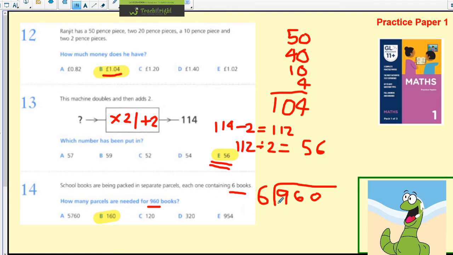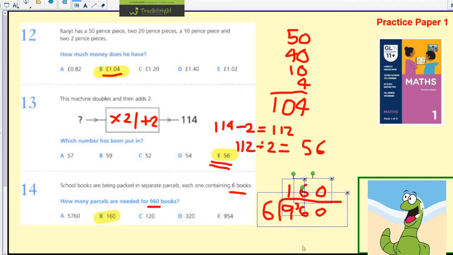So 6's into 9 go once, remainder 3. 6's into 36 go in 6 times. 6's into 0 go 0 times. 160. Again, whenever I have a division, 9 times out of 10 I'm going to reach for that bus stop because it's just so useful. It works in all cases.